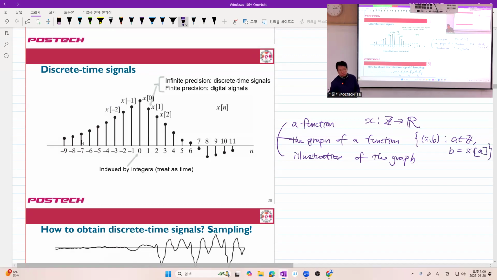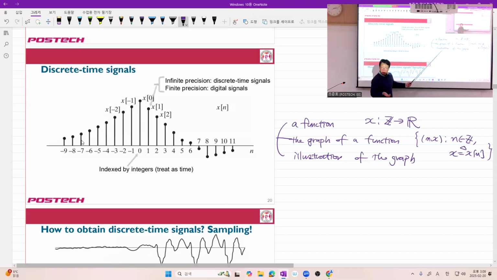Got it? So a graph is simply a set of two entities. The first one is what? This index. Let me say just N. Okay. A lot of confusing things. N, x[n]. Got it? So a graph is a set of points. Now, if we visualize, then what?